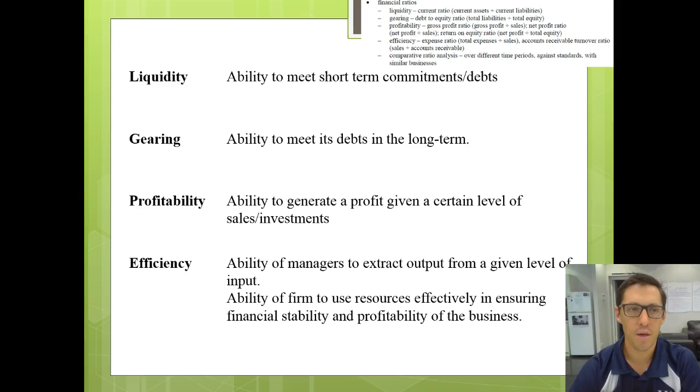So liquidity, as we've discussed in class, is the ability of a business to meet its short-term commitments. So really it's about a business's ability to meet its short-term liabilities. Gearing is effectively the ability to meet debts in the long term, so it's really about the solvency of a business. Profitability: is this business profitable? What's its gross profit like? What's its net profit like? And what sort of decisions can be made in relation to those two key figures. And then efficiency is both the efficiency to extract a certain level of output from that business, but also how effectively is it, for example, collecting its outstanding accounts receivable.